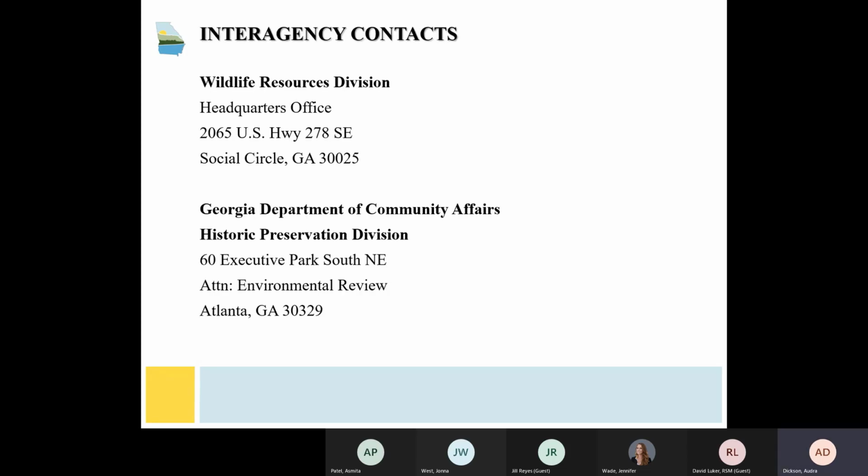So on the next few slides, there are mailing addresses for the various state agencies. We also have a spreadsheet we can share with you that has the addresses along with some other notes about when to share the project description or planning document. These are the addresses for WRD's headquarters office and Georgia Department of Community Affairs Historic Preservation Division. Again, we encourage you to reach out to these agencies ahead of sending your application to us.